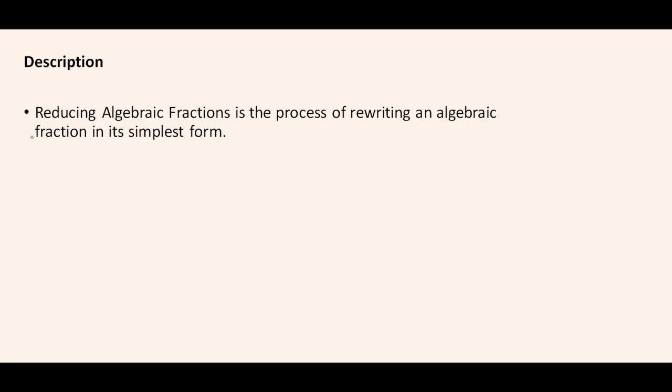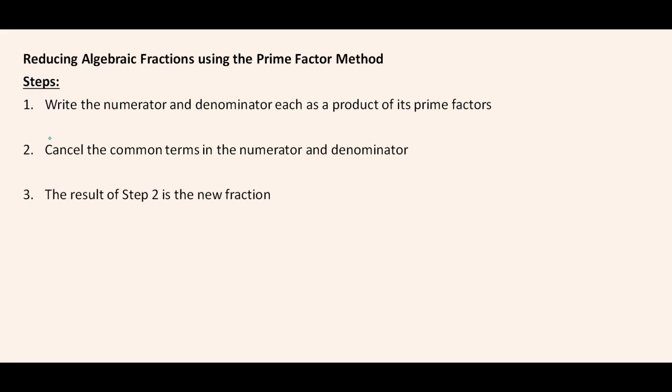So reducing algebraic fractions is the process of rewriting the fraction in its simplest form. Now here are the steps using the prime factor method. We want to write the numerator and denominator as a product of its prime factors. We will cancel the common terms and then reduce or divide as needed, and the result of all that work we've done will be the simplest fraction, or the reduced form of the original fraction.